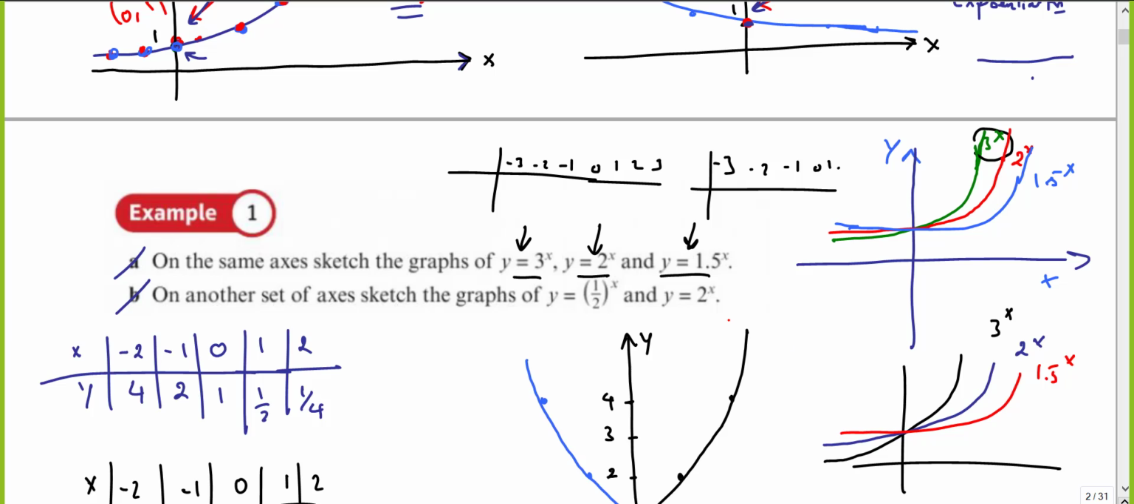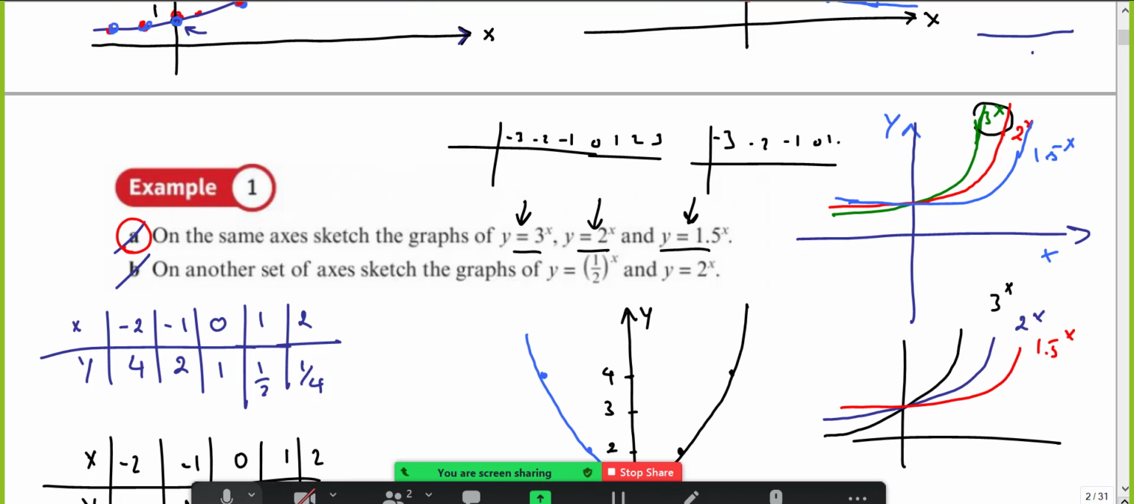Now do 3 tables, one for each of them, and sketch them. I'm talking about A. Forget about B now. Just do A first.